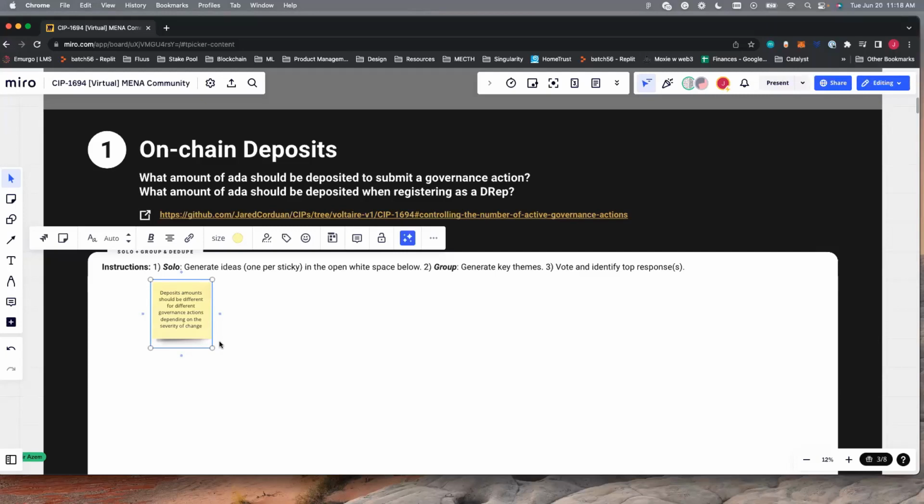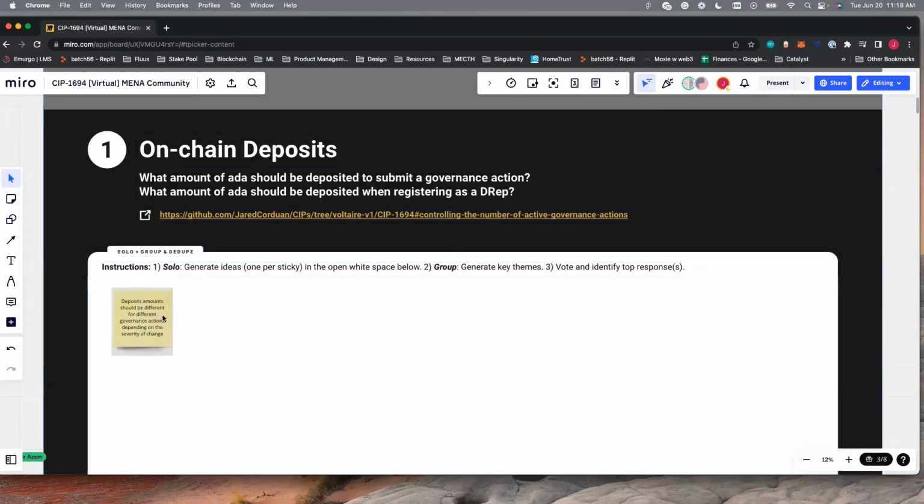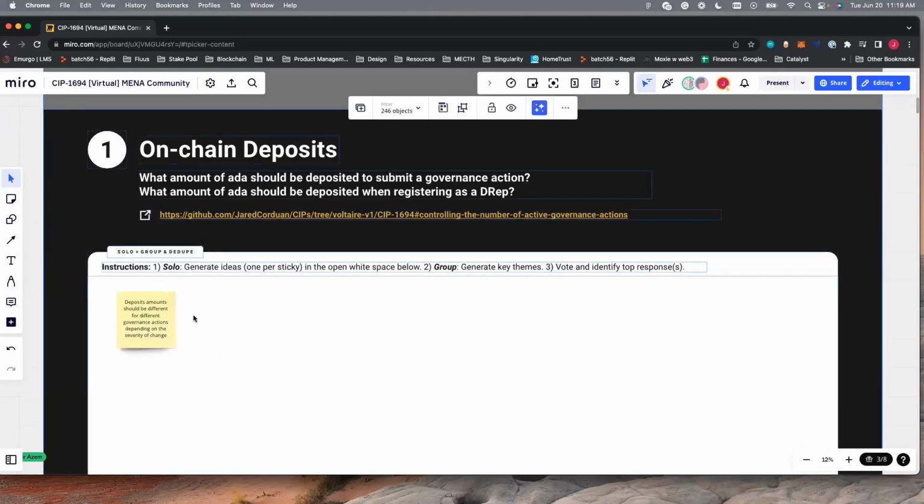I feel it makes sense for people to get paid for this, for proposing a governance. Is it for proposing or doing the action? Both. It's for you as an ADA holder to put in a governance action, to put in a proposal, you have to pay a deposit. Okay. And then if you want to register to become a DApp, you should also put in a deposit.